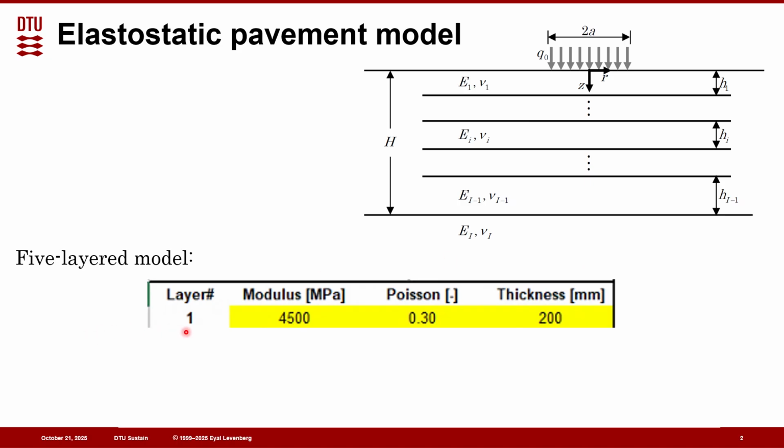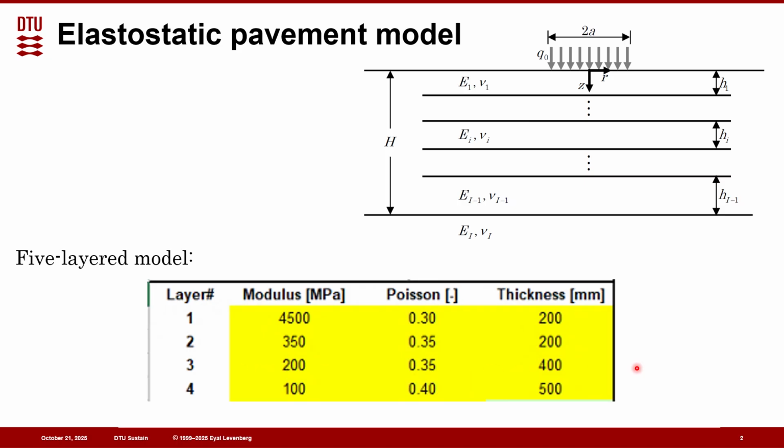The first layer represents asphalt concrete with a modulus of 4,500 megapascal and a thickness of 20 centimeters. The second layer represents aggregate base with a modulus of 350 megapascal and a thickness of 20 centimeters. The third layer represents aggregate subbase with a modulus of 200 megapascals and a thickness of 40 centimeters.